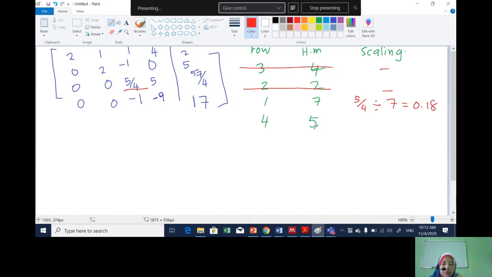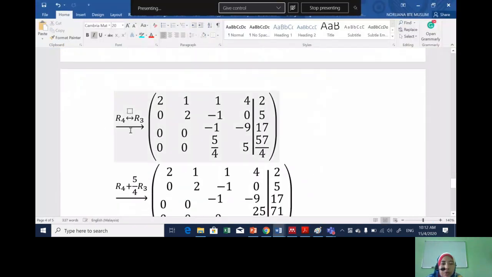For this one, the largest magnitude is 5. This comes from your starting matrix. Here we have negative 1, but when we do scaling, remove the negative. So we do 1 divided by 5, which is equal to 0.2. So which one is the largest? This one. So we have to pivot and interchange the rows. That's why in the next step we interchange row number 4 and 3: row number 4 contains the larger scaling, so we do pivot. This is the result after pivoting.